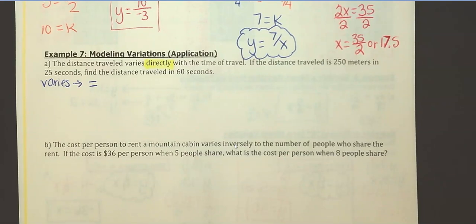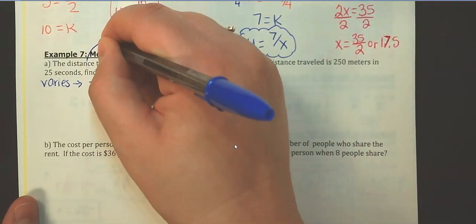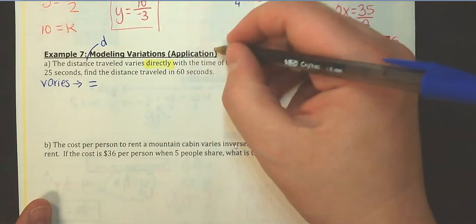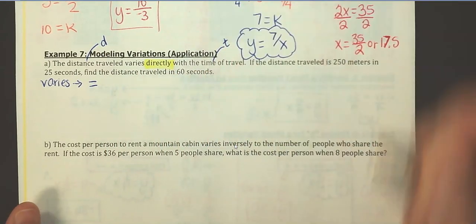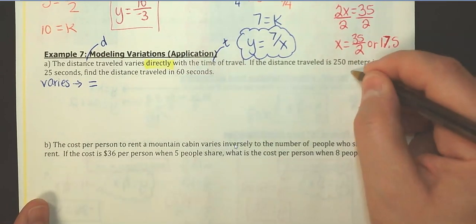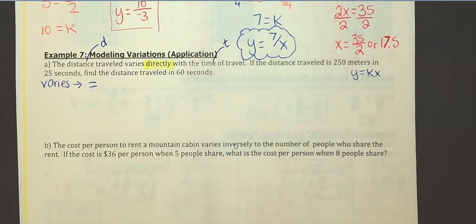So this question says distance traveled. So if it was me, I'm just going to use D for distance. Varies directly with the time of travel. So I'm just going to use T for time. So in general, a direct relationship, y equals kx, that's what that looks like. I'm just going to use different variables here.